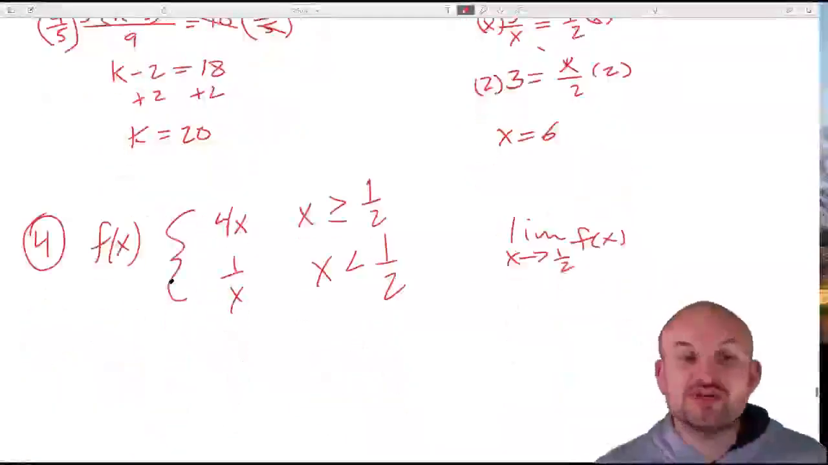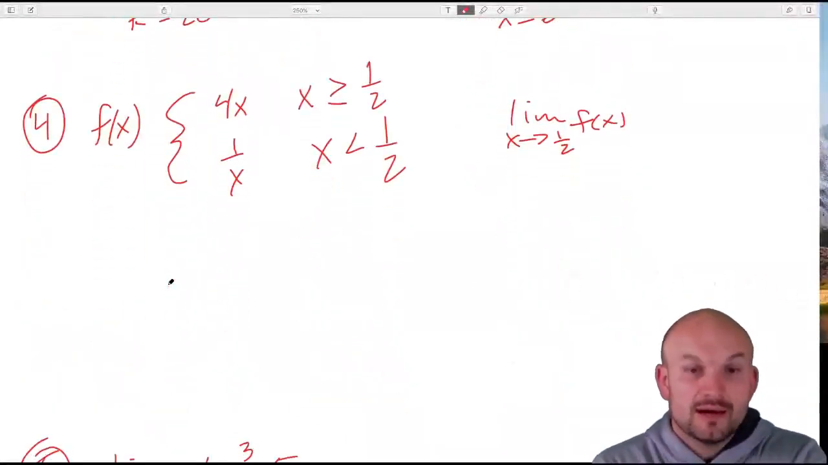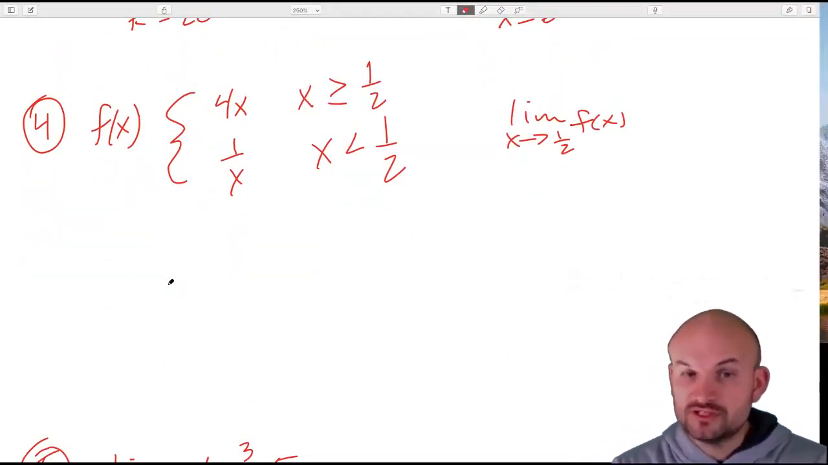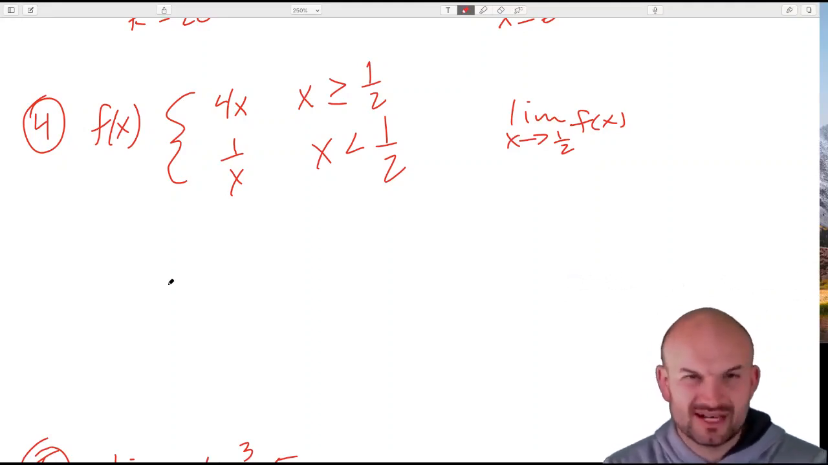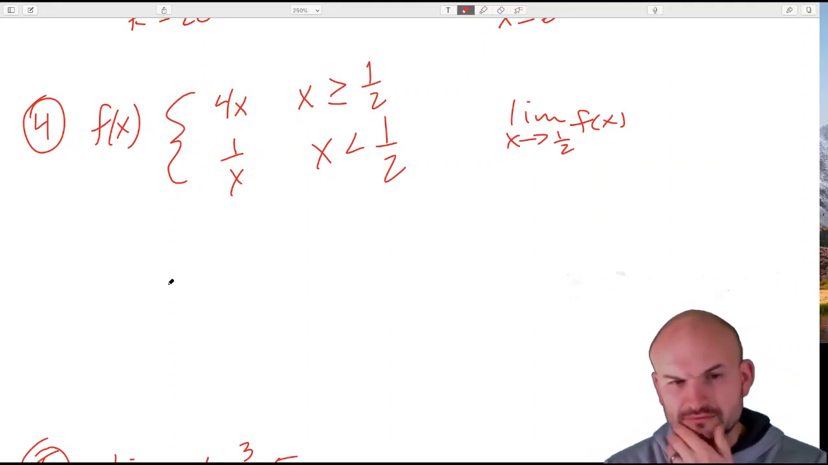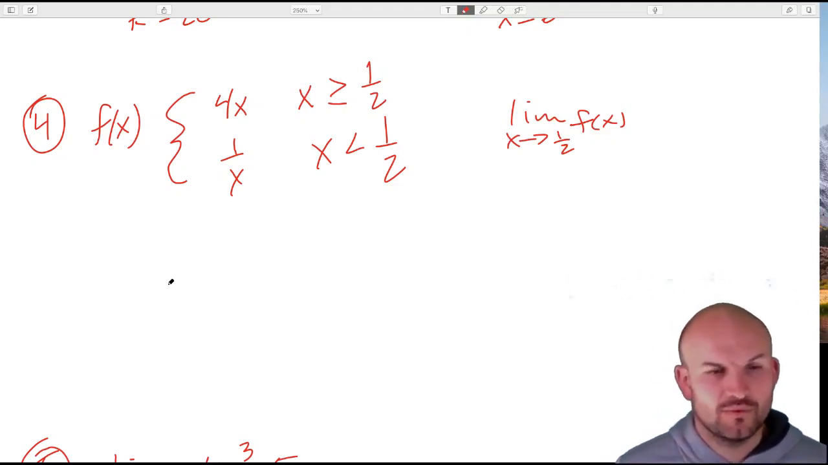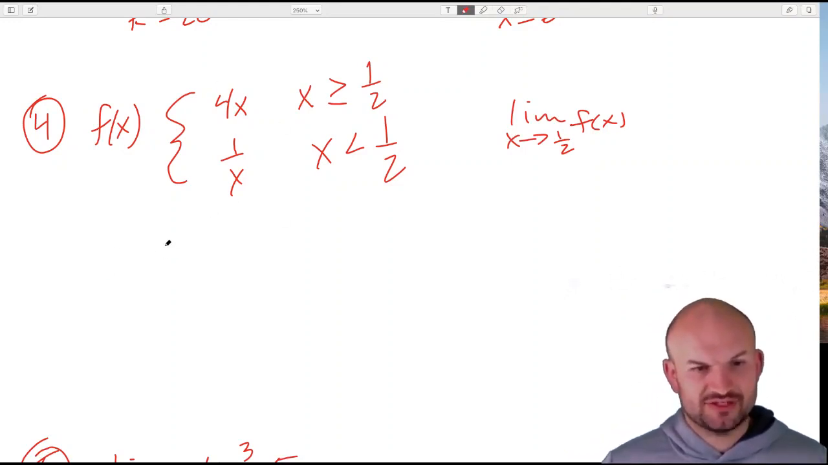All right, question number 4, the limit. In this case, we have a piecewise function. I would recommend it be helpful to know the general idea of what's happening with this graph, what it's going to look like, and therefore we can go from there. So let's graph these two functions, how they would look.